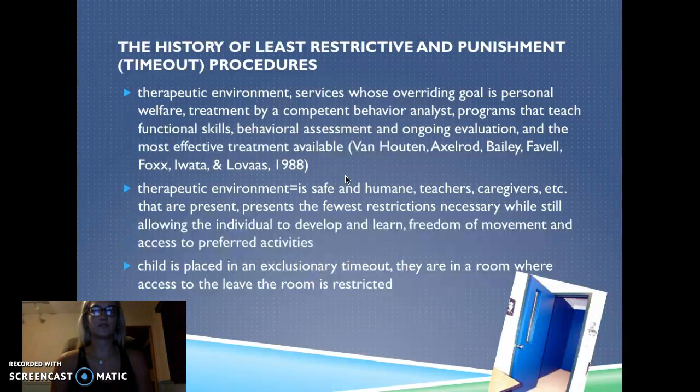Due to the highly controversial nature of exclusionary timeouts, laws were put into place to regulate exclusionary timeouts. This means there are regulations on room size, type of door, type of locking mechanism, amount of time a child can be in an exclusionary timeout, and regulations on how adults need to monitor the child in a timeout.